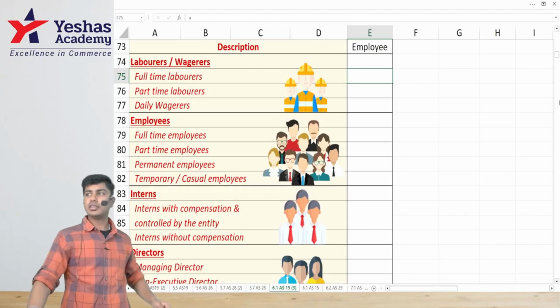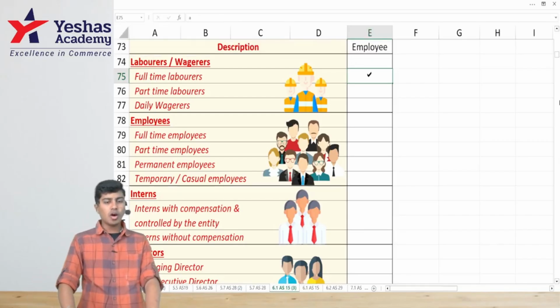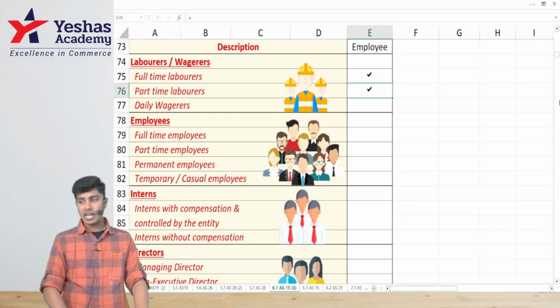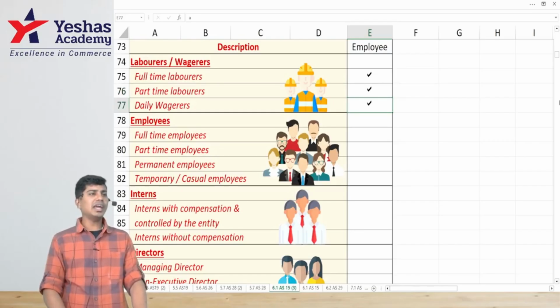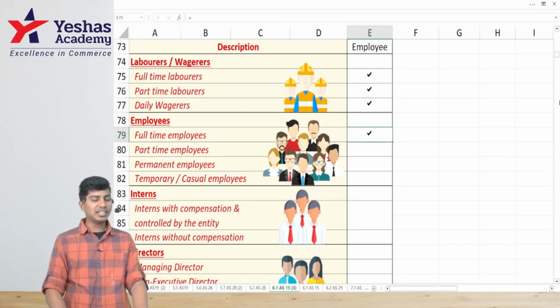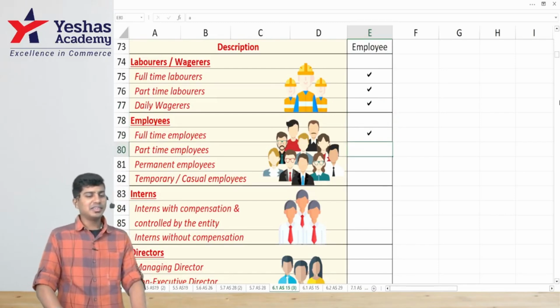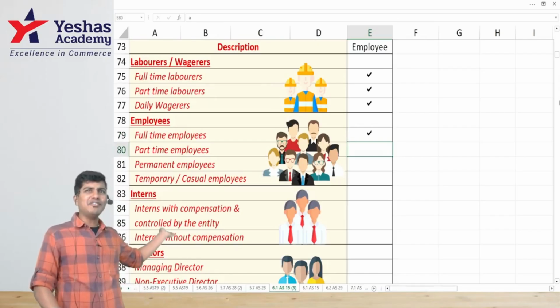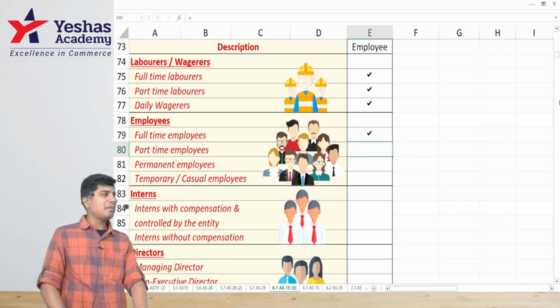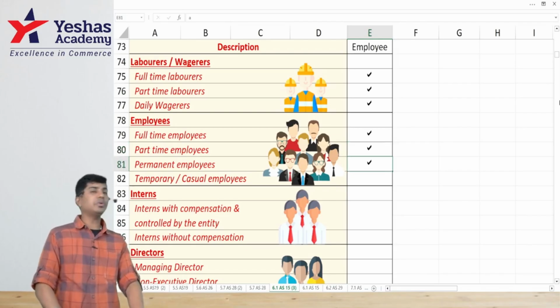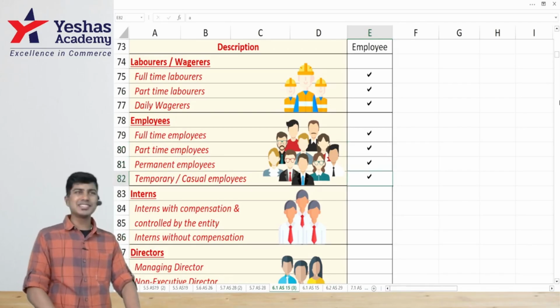Full-time laborers? Yeah. How about part-time laborers? Yeah. Daily wagers? Whether you pay daily salary, once a month, or once a year, you are paying salary, right? Employees only. Full-time employees? Yes. First understand, then write. Part-time employees? Yes. Temporary casual employees? Sorry, permanent employees are also employees. Temporary employees? Yeah, an employee is an employee only.